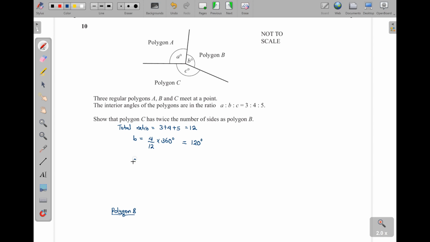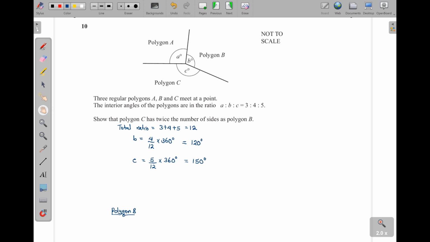Then how about C. C is going to be 5 out of 12 times 360. Again, this one is 30 here. So 5 times 30, that is 150. So we shall have this as 150.